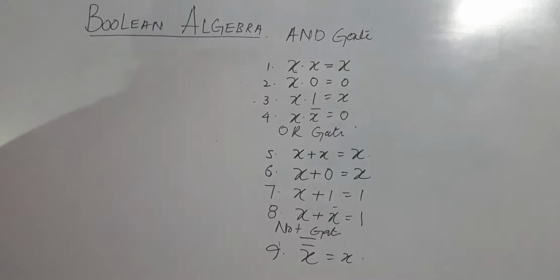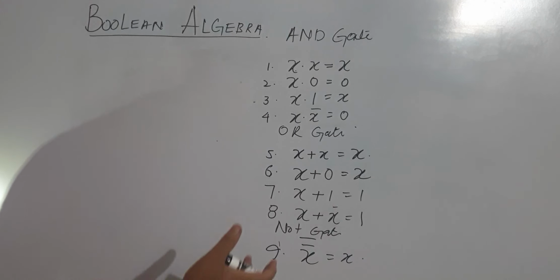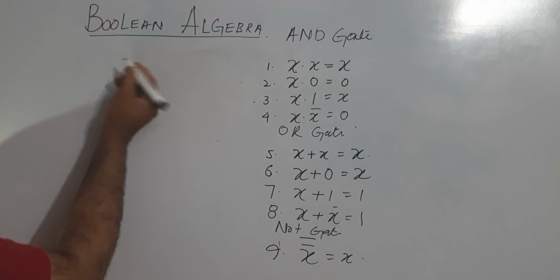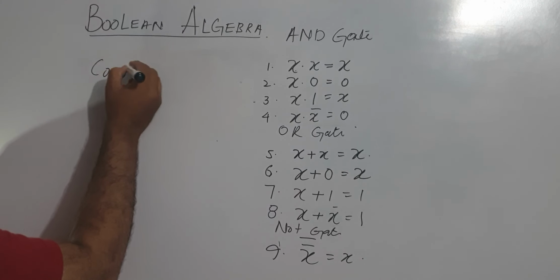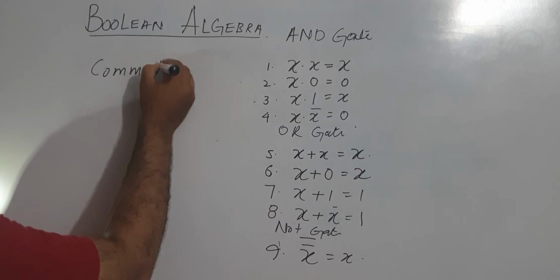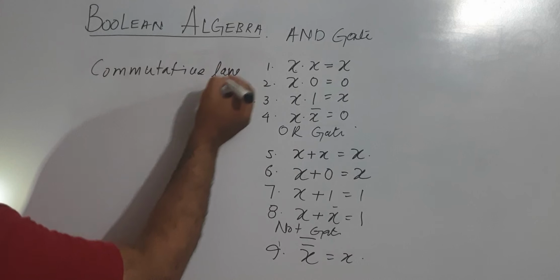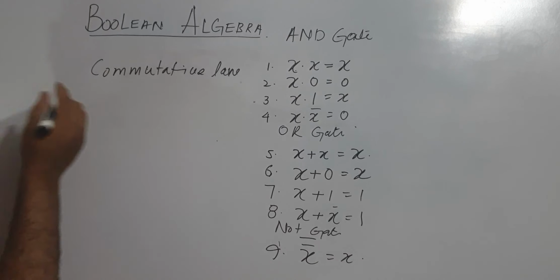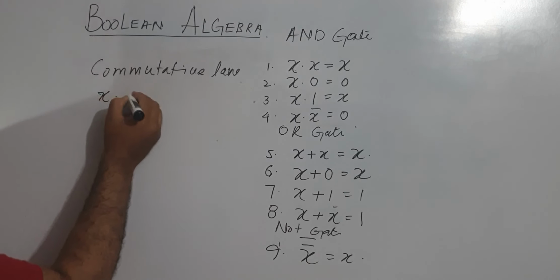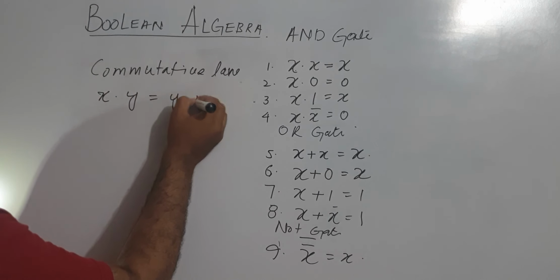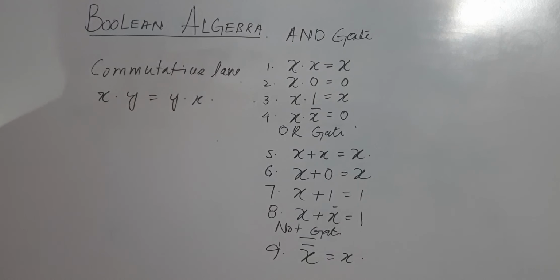So these are a few identities, and there are a few more identities which the logic circuit obeys. I will just write that, you can confirm it yourself. That one is the commutative law. You know about the commutative law, that if we have two inputs, x dot y is exactly equal to y dot x. So if we change the position of the variables, it will not affect the logical operation.